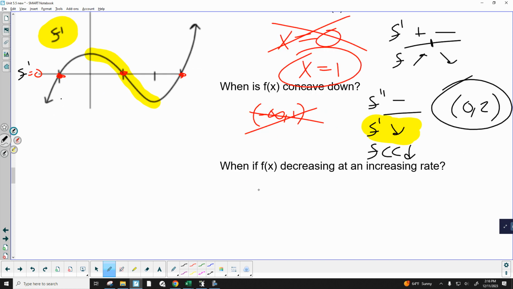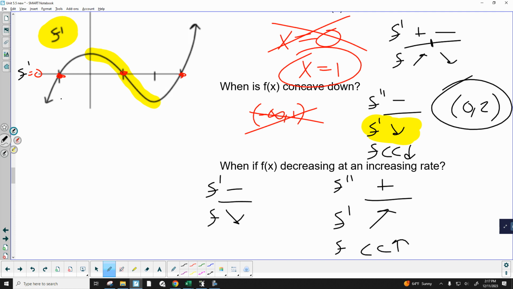When is F decreasing at an increasing rate? Well, there's 2 layers to things. F needs to be going down. That means F prime is negative. And F's rates are going up. F's rates are increasing. Oh, that's a second derivative sign analysis. If you don't remember these, you have some work to do before your midterm.